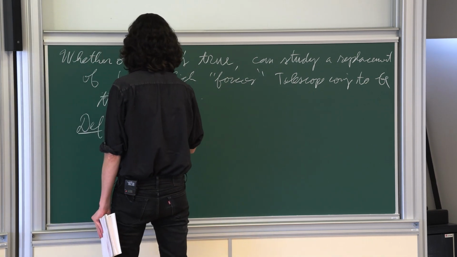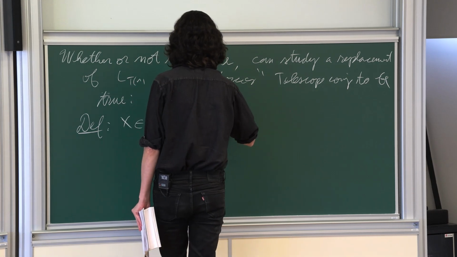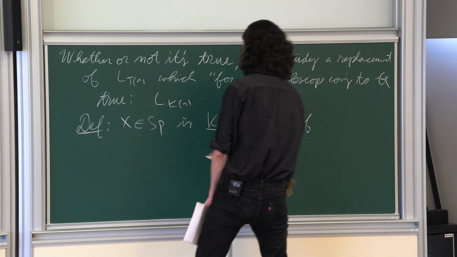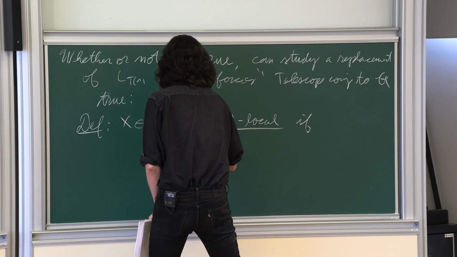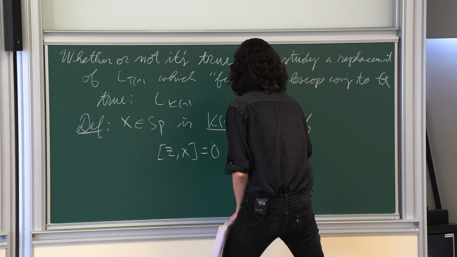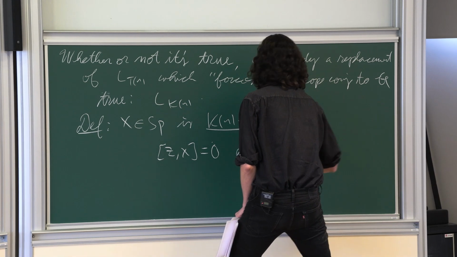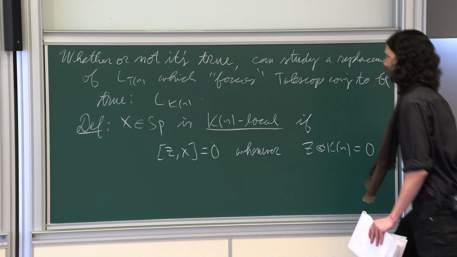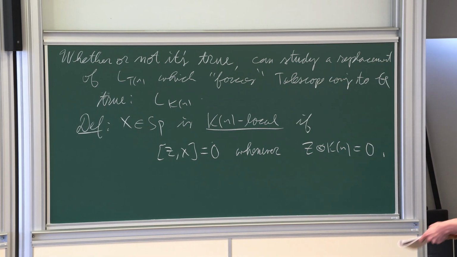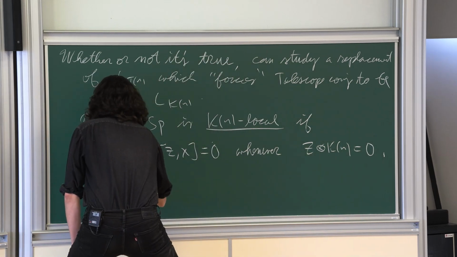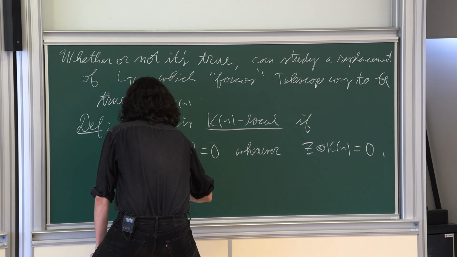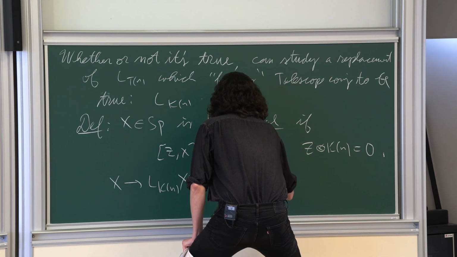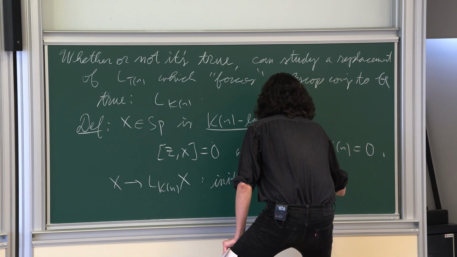A spectrum is called Kn local if there are no homotopy classes of maps to X from any X which is killed by Kn. And then we have the Kn localization, which is the initial map to a Kn local spectrum.